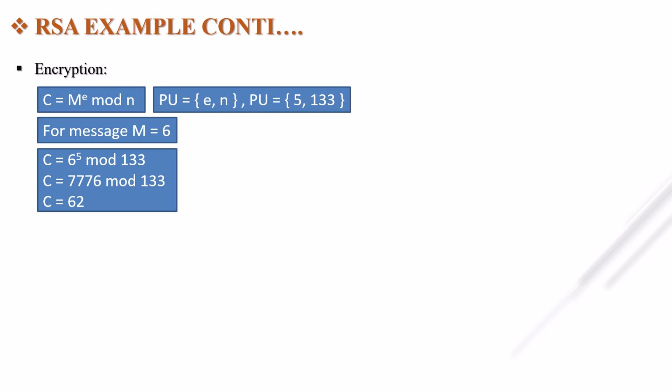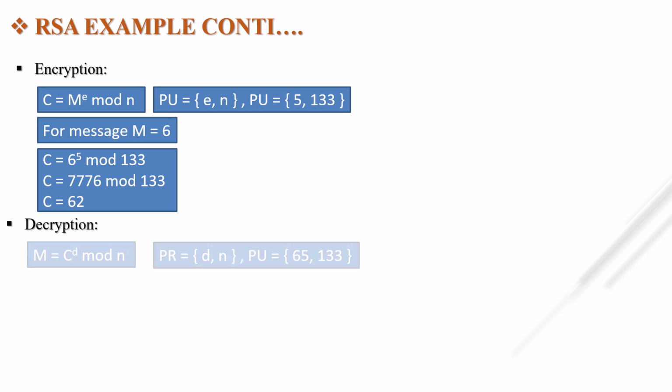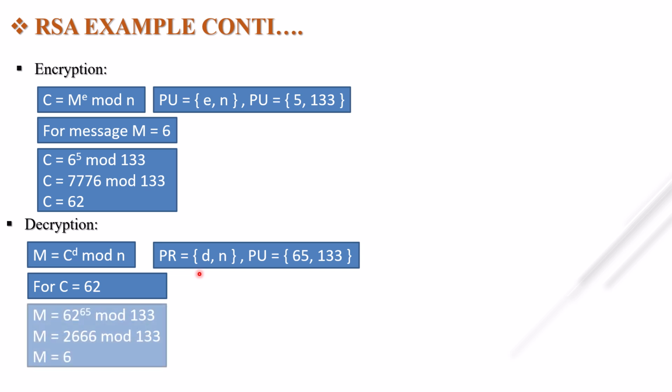The answer is 62. Now if I decrypt this message, what is the formula for decrypting the message? M is equal to C raised to D mod n. What is our private key? 65 and 133. So 62 raised to 65 mod 133.